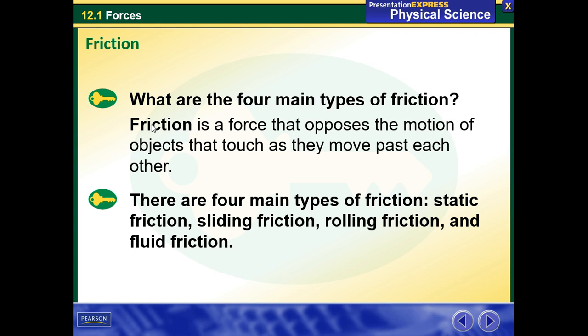The last thing we're going to hit today is friction. So friction is defined as the force that opposes the motion of objects that touch as they slide past one another. So you've probably felt friction whenever you've taken your hands and rubbed them together really fast, it produces heat. And there are 4 main types. There is static friction, sliding friction, rolling friction, and fluid friction.